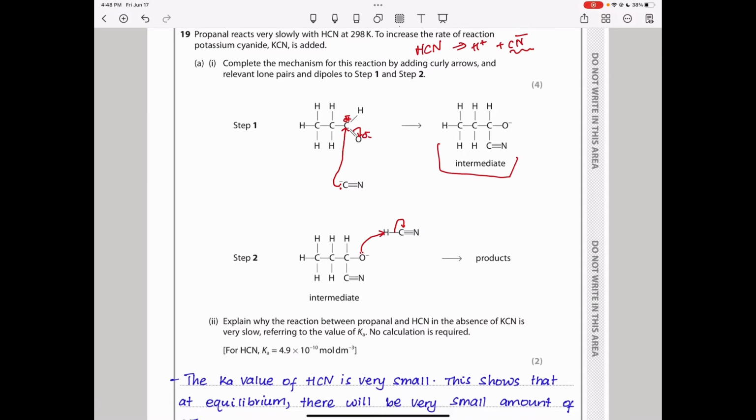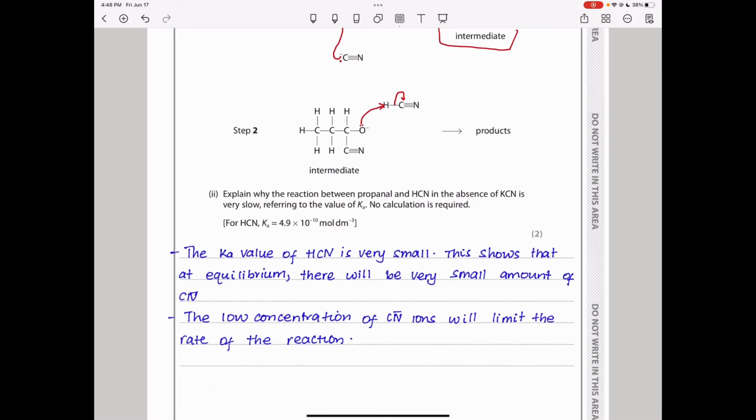So the next part says, explain why the reaction between propanol and HCN in the absence of KCN is very slow, referring to the value of Ka.